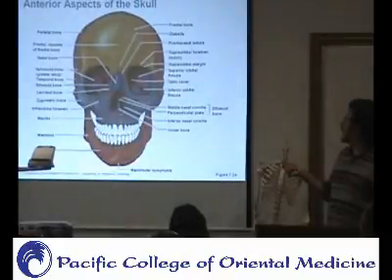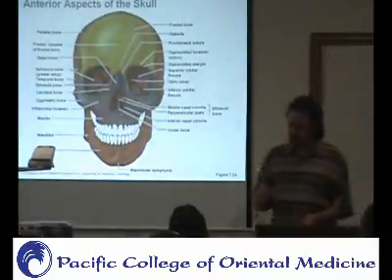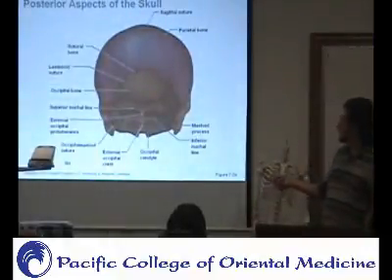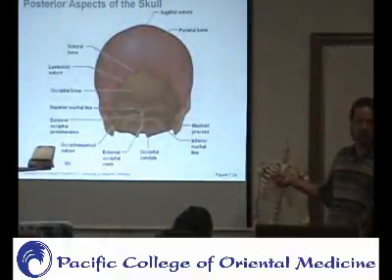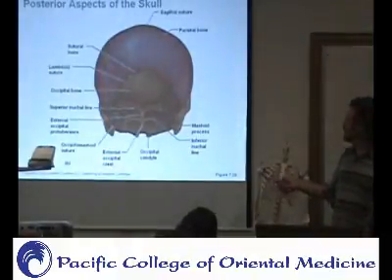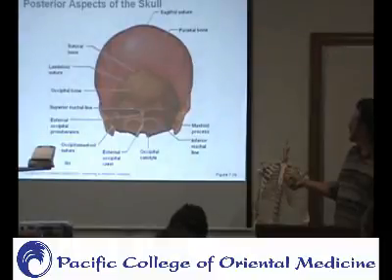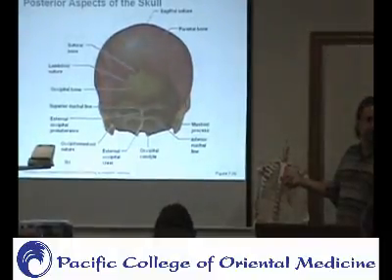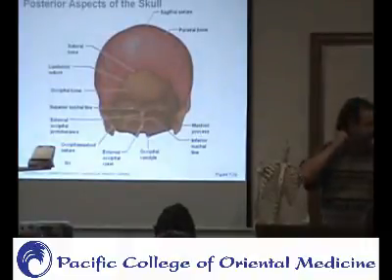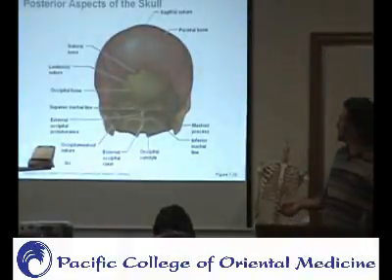And then on the side here, you start getting into the temporal. We'll have the side views of the skull here. Okay, so this one? Occiput. And then you have the superior and inferior nuchal lines. And then what's this bone here? Temporal. And then that's the maxillary process on the back there. Okay.